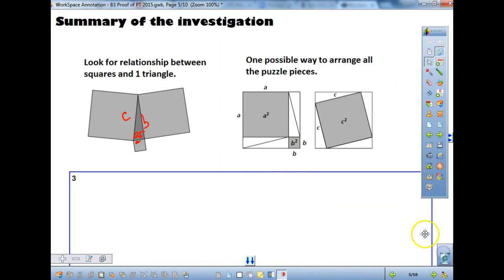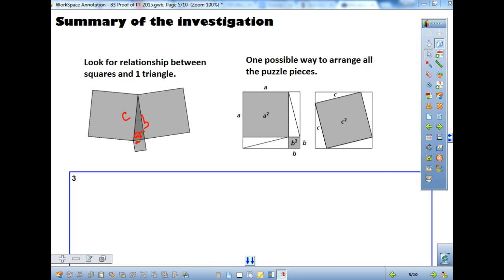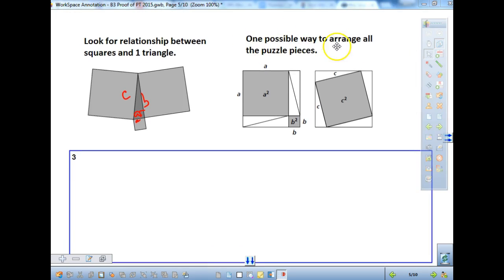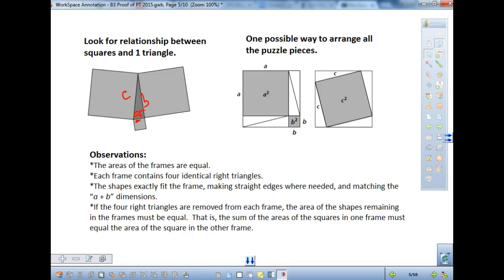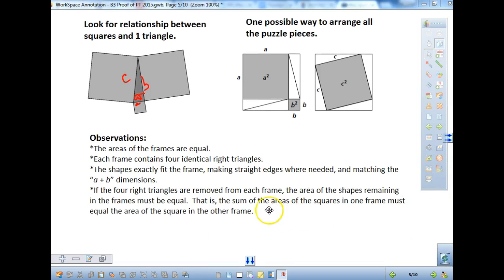The next thing, in our puzzle pieces, and you might have arranged yours similar to this, or you might have had it a little differently. One possible way to arrange them is this. So kind of like how I had, but drawn a little differently. And the last thing that I want you to do is to write this down, and we're going to put observations. So this is number 3.